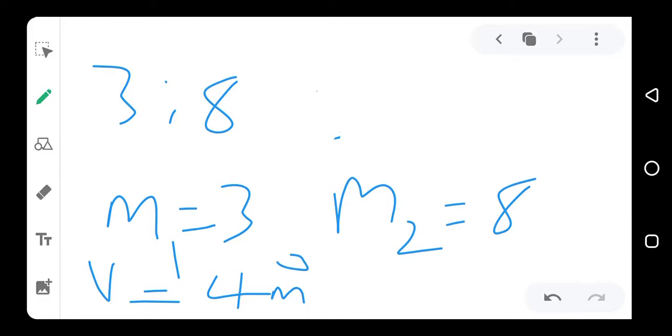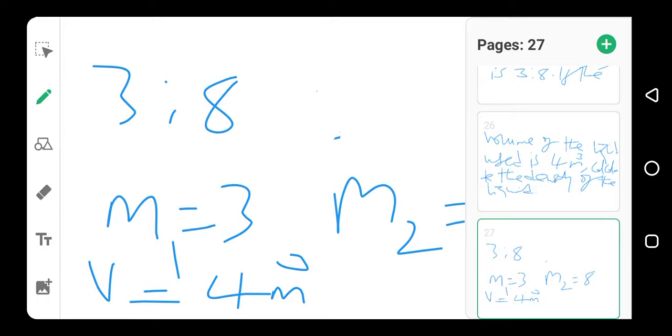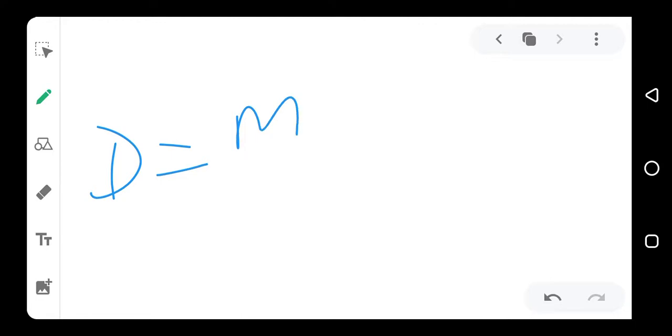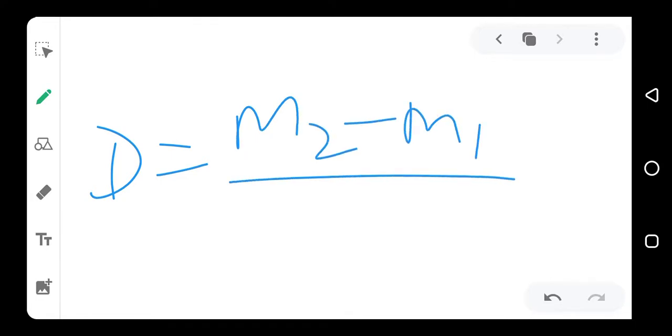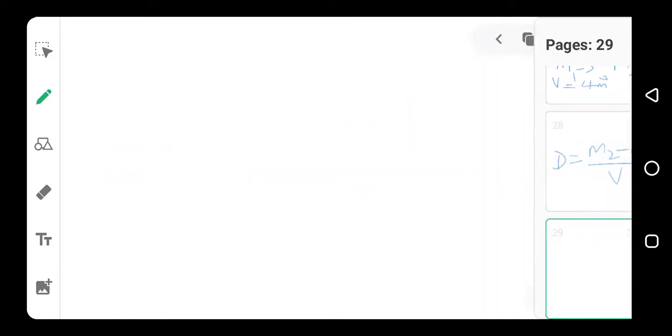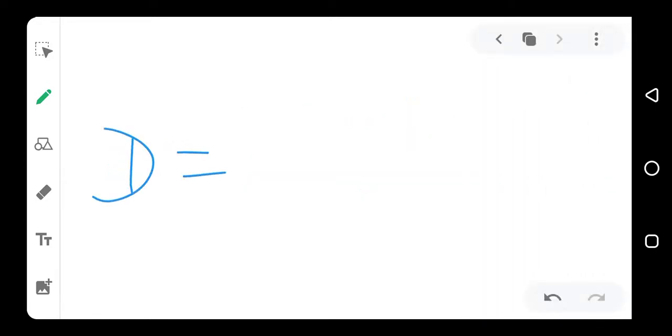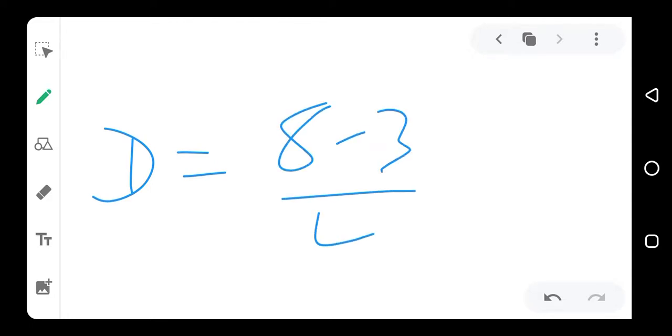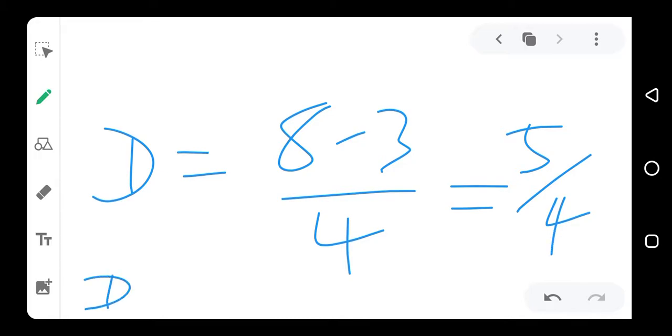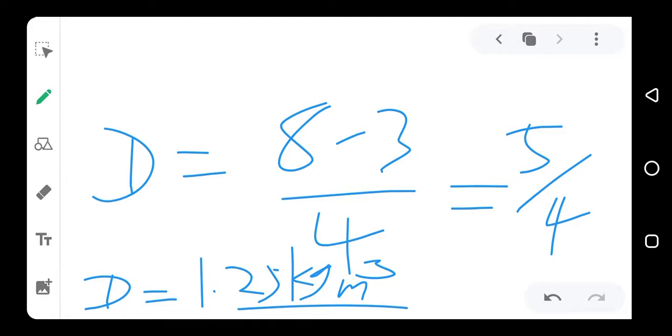We are asked to calculate the density of the liquid. Density D is equal to M2 minus M1 over V. So density is equal to 8 minus 3 over 4, which is equal to 5 over 4. Therefore, our D is equal to 1.25 kilogram per meter cube.